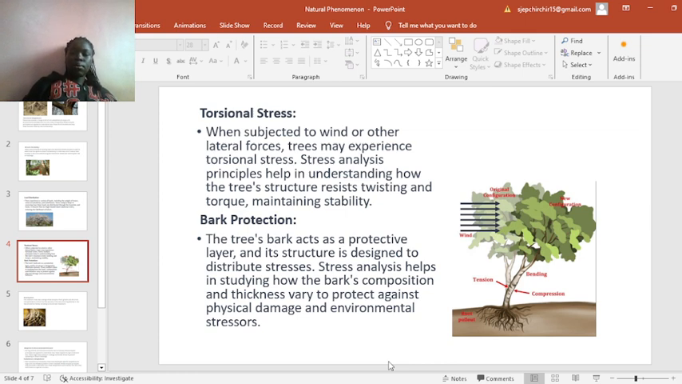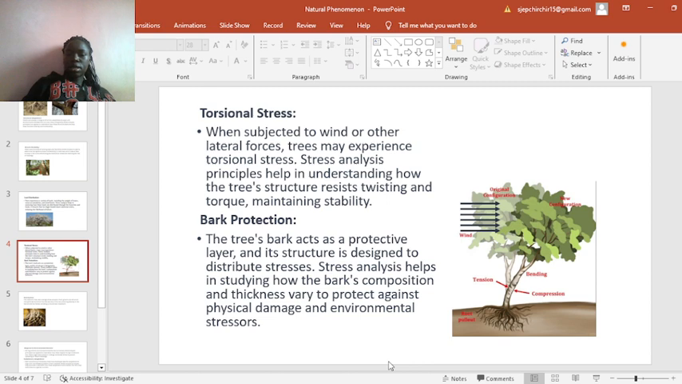It also has bark protection. The bark is strong, and this acts as a protective layer. It is structured so as to distribute stresses evenly within the tree. The bark's composition and thickness vary with trees to protect against physical damage and other environmental stressors.